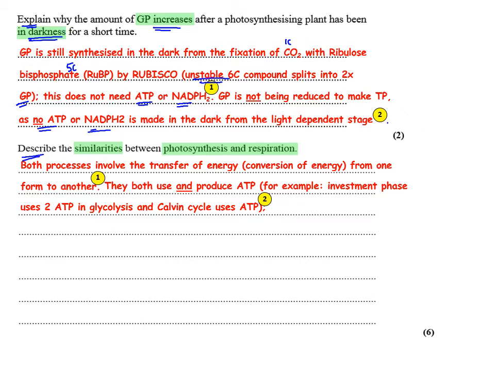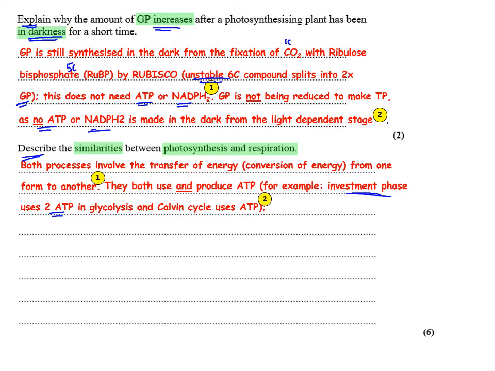The next similarity is that they both, respiration and photosynthesis, both use and produce ATP. Now we know aerobic respiration makes 38 ATP theoretically inside the mitochondria, but also respiration does use up some ATP, and that's the investment phase in glycolysis, because we know that uses 2 ATP and it converts glucose into hexose bisphosphate, that 6-carbon sugar with 2 phosphate groups added to it. So they both use and produce ATP.